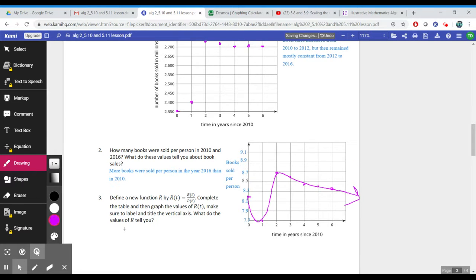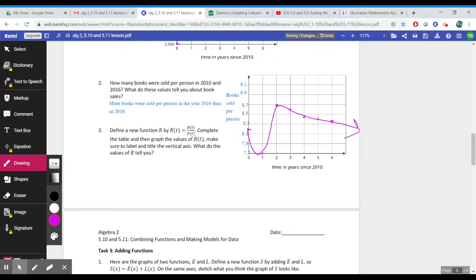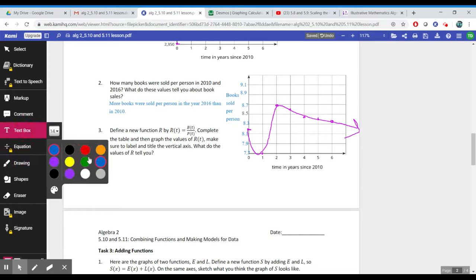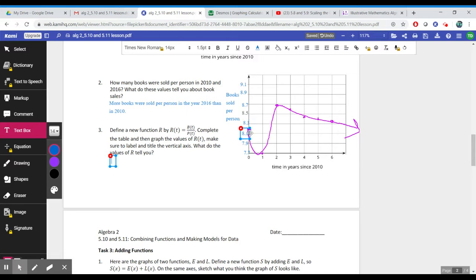Okay, so what did the values of r tell us? Well, we know that this graph is telling us the number of books that were sold for every person in the US. So let's see if we can interpret this data. It looks like over the course of the year 2010, before the start of 2011, our books sold per person decreased. Then there was a brief increase from 2011 to 2012. And then ever since 2012, the number of book sales has gone down.